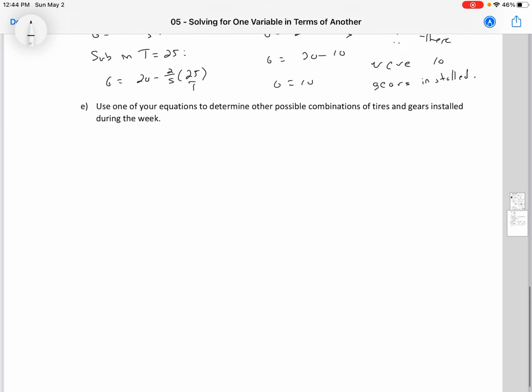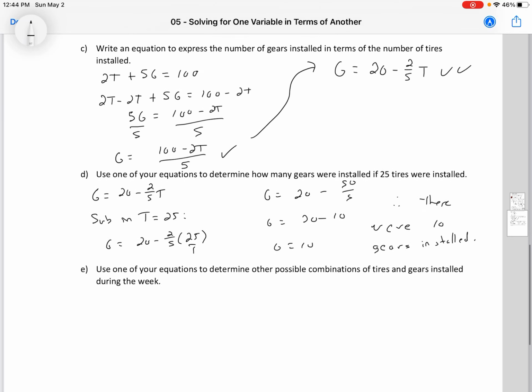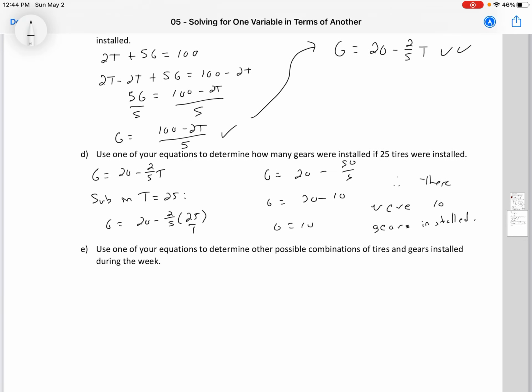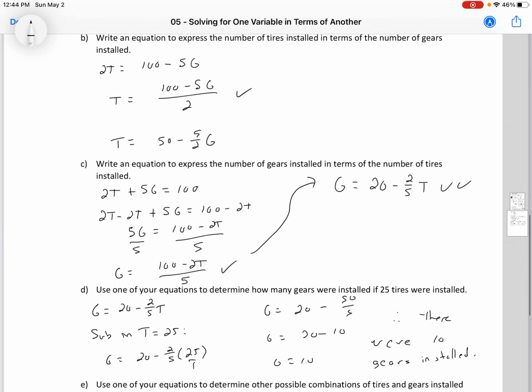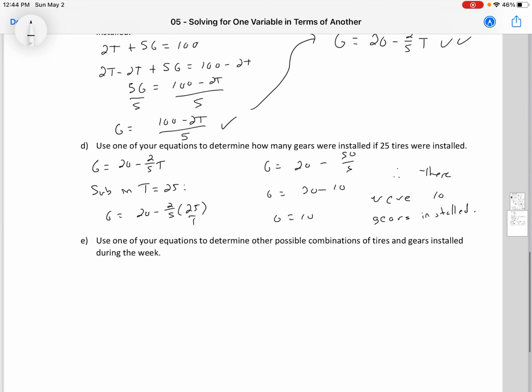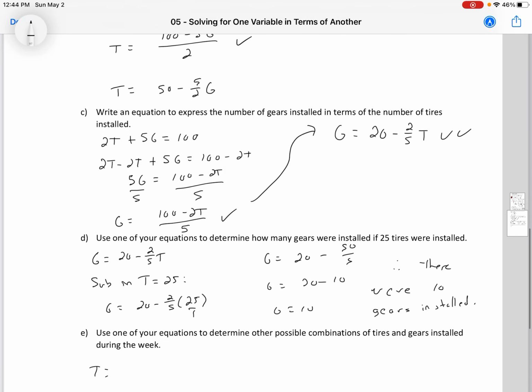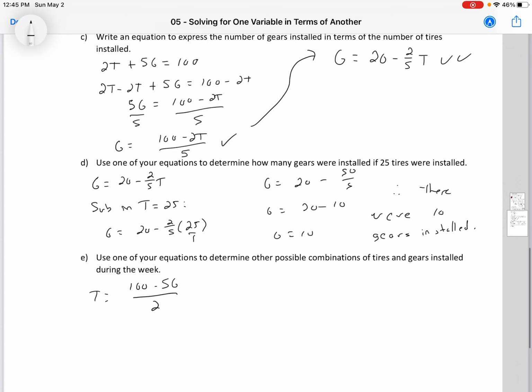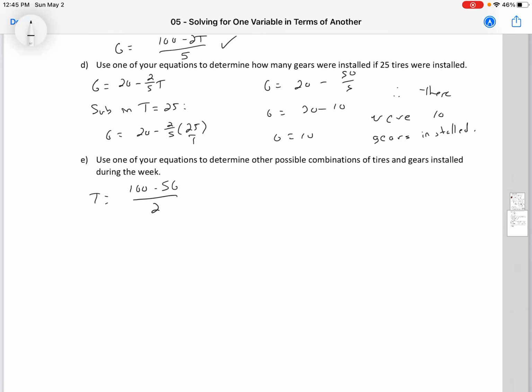Okay. Use one of your equations to determine other possible combinations of tires and gears. Well, it doesn't matter which equation I use here. So I'm going to choose a different one instead. I'm going to go up and choose t equals 100 minus 5g over 2. And we're going to find, okay, I'm going to do lots of options. It says other possible combinations. So I'm going to do a few here.